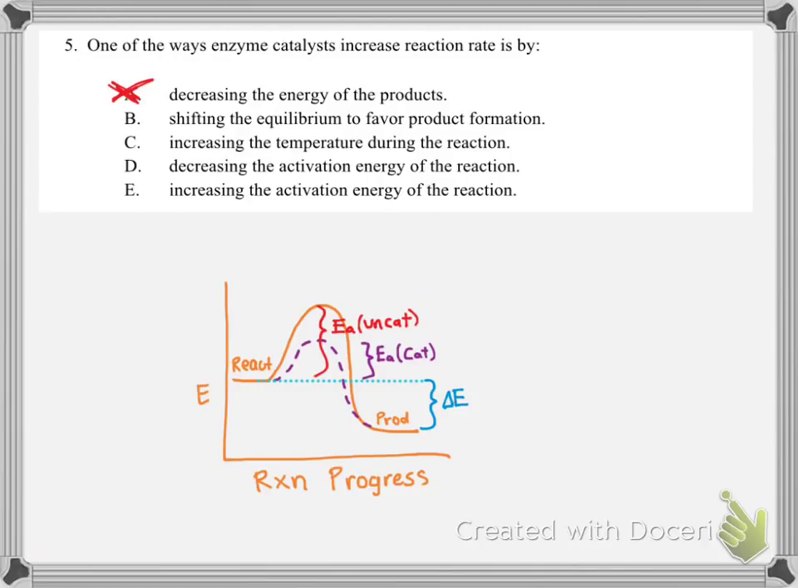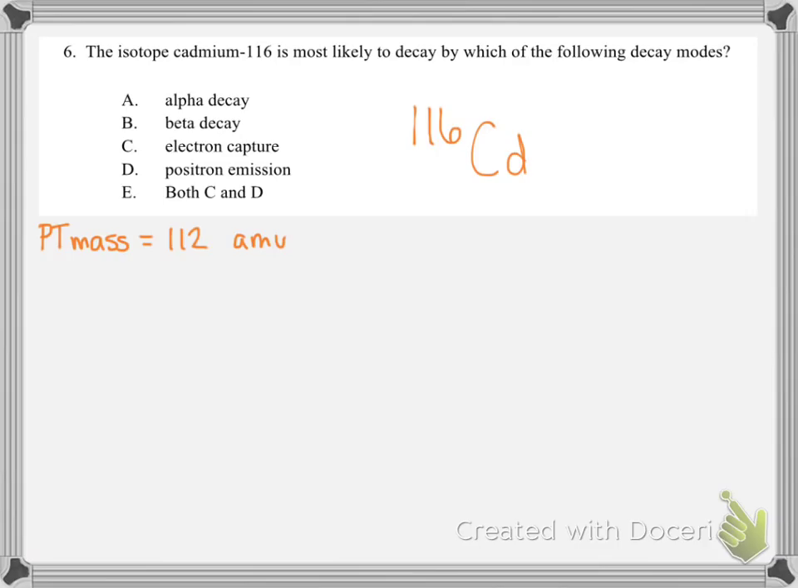So it's important to know that this is how catalysts function. They lower the activation energy of the reaction to make it easier to get to the products, which in turn speeds up the reaction. It does not shift equilibrium to make one side more favorable than the other. It does not change the temperature. Changing the temperature would do that, which I guess kind of makes sense. And it does not increase the activation energy of the reaction. That would make it go slower.